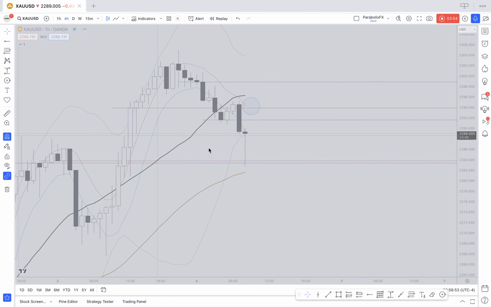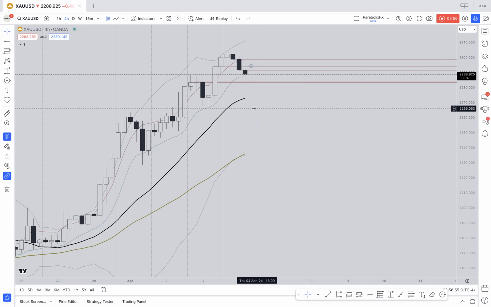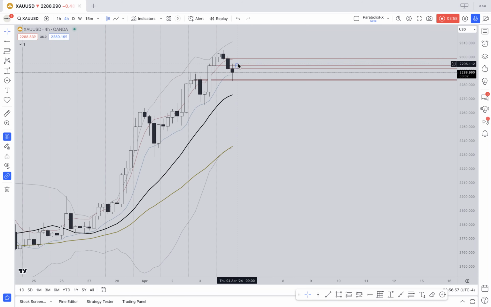So if we go on the 4 hour, if price opens and it runs up to the resistance levels, then I'm going to look for sells, specifically this one or that one. If it runs to the downside first, then I'm going to look for buys from these levels. And I hope that makes sense.